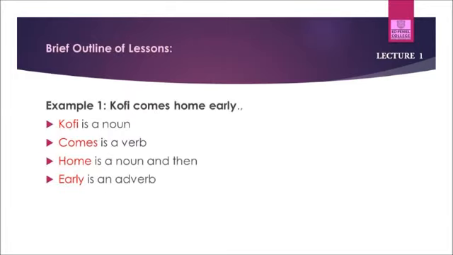For example, you have the sentence, Kofi comes home early. In this sentence, the word Kofi belongs to the family called nouns. Comes is a verb. Home is also a noun. And then early is an adverb, telling the time that Kofi comes home.